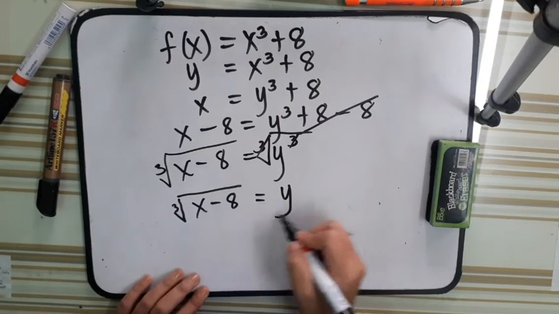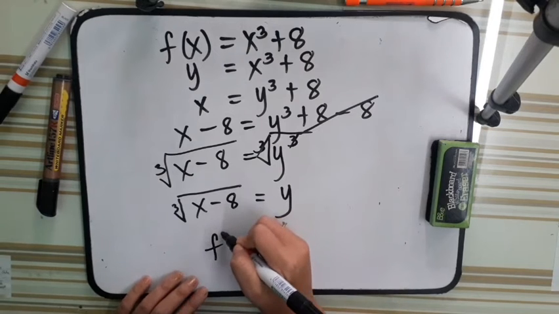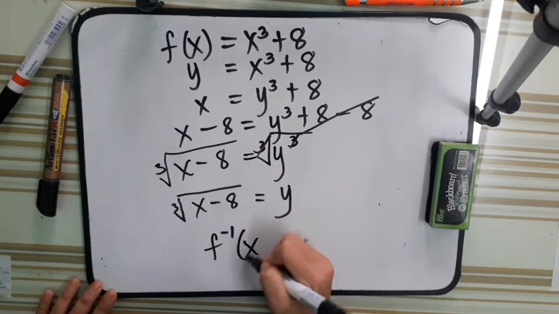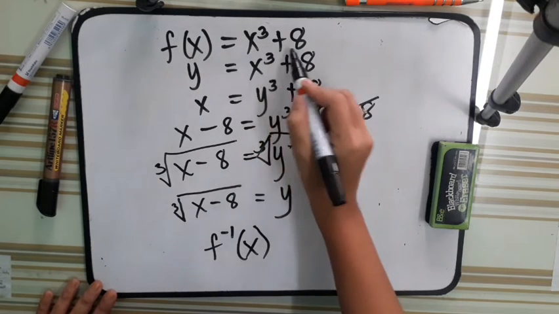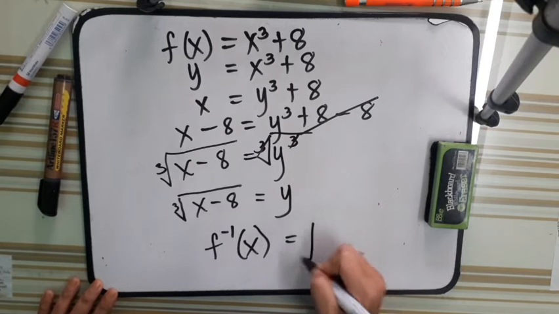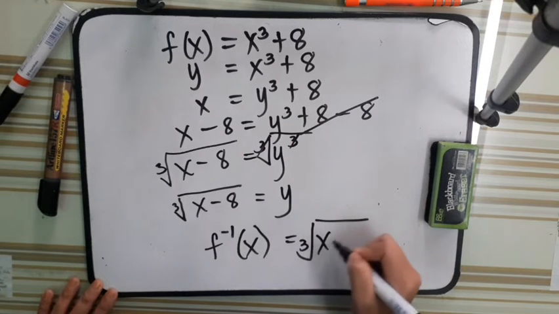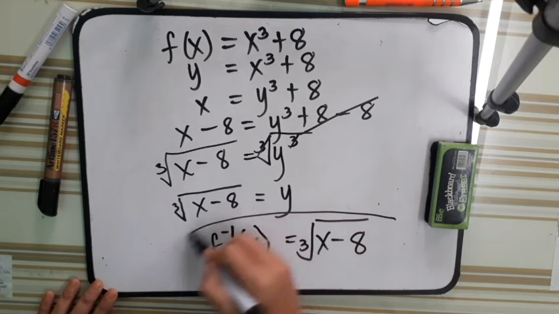Meaning to say, our f raised to negative 1x, or simply the inverse of x cubed plus 8, is equal to the cube root of x minus 8. And this is our answer.